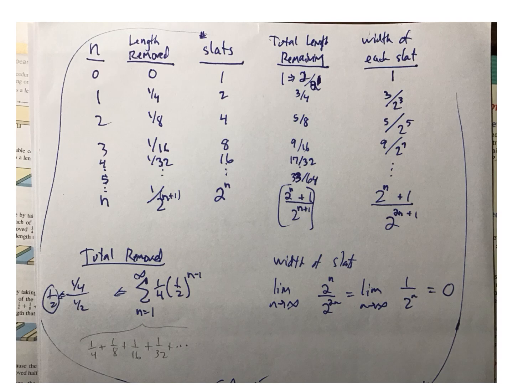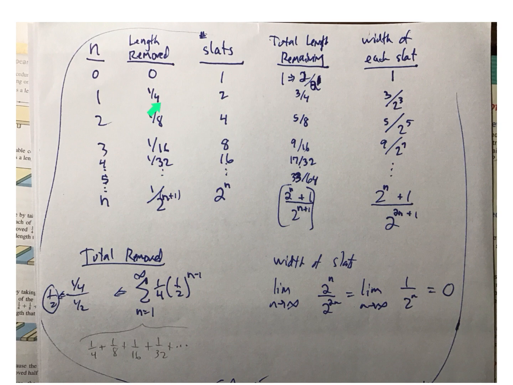For a problem like Cantor's disappearing table, it can really help to be organized with the table. So I'm going to start with iteration 0, where it's the entire table, just one slat of wood, nothing's been removed. The total length is 1, and the width of that slat is 1.